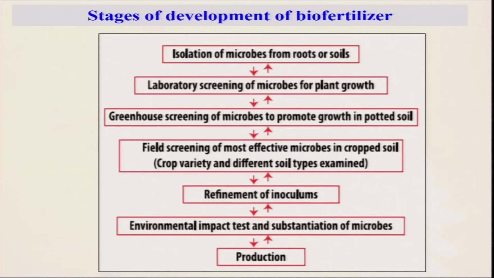So these are the different stages: isolation of the microbes from the roots. After that, we have laboratory screening, and then we can go for greenhouse screenings. After that, the refinement of inoculants is done, and after that, the environmental impact test is very important. When you are producing some new type of bio-fertilizer, what is its role in the environment?